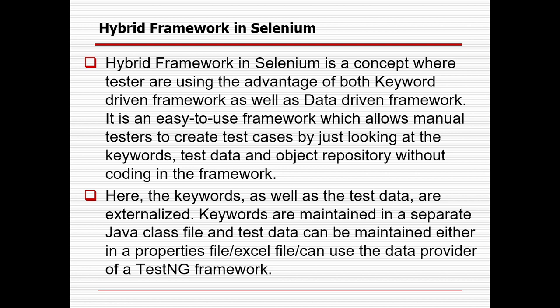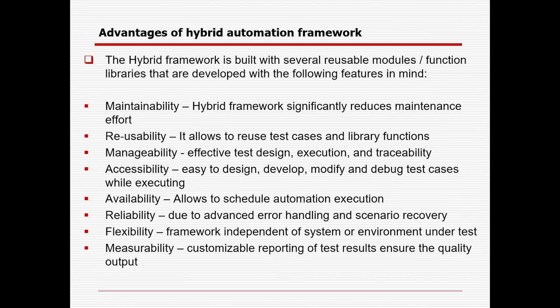Instead of coding in those particular test cases, we will be keeping everything in some sort of external data sources. It can be our properties file, it can be our Excel file, right? Keywords are maintained in a separate Java class file, and test data can be maintained either in a property file or Excel file, right? And we can use the data provider of the TestNG framework. So what are the different advantages and disadvantages the hybrid framework has?